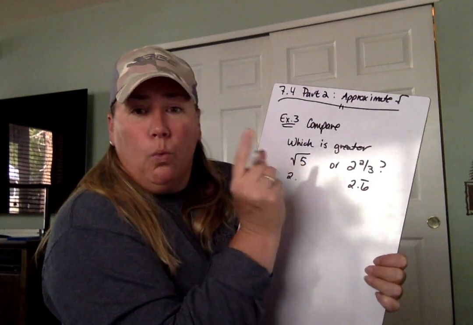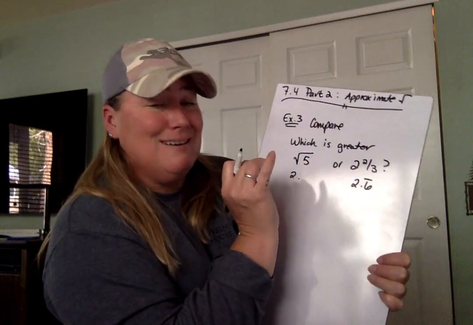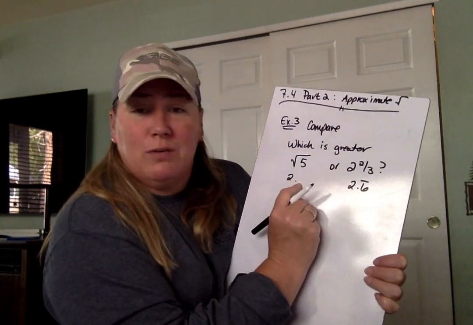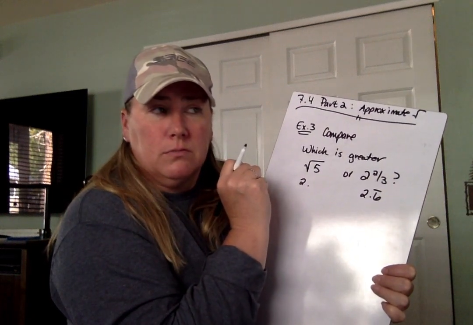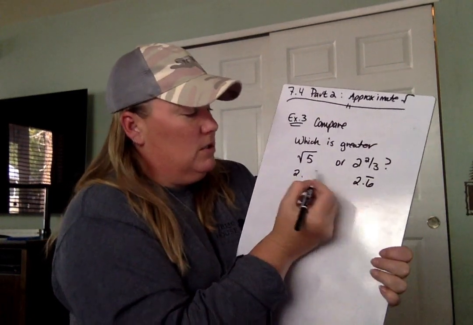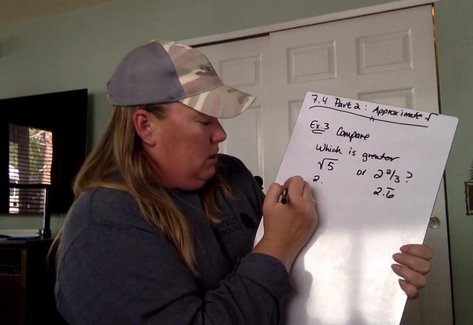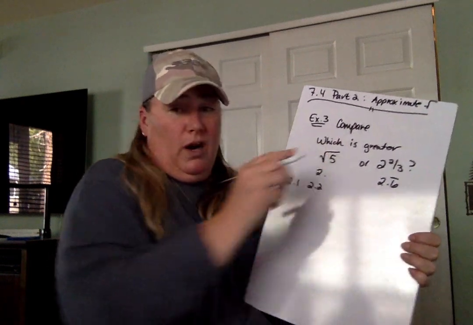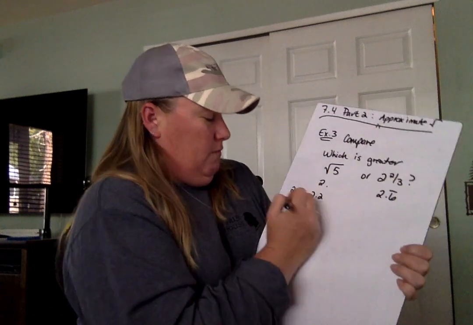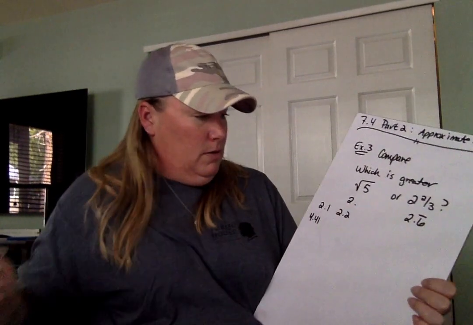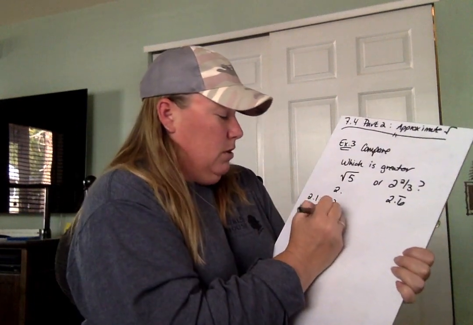Well, 5 is only 1 away from 4, but it's 4 away from 9. So that tells you this decimal is going to be closer to 2 point something, meaning the square root of 4. So let's go. Which ones do you want to do? I would actually do 2.1 and 2.2 because it's only one off from square root of 4. So let's go 2.1 squared, which is 4.41, and then 2.2 squared, 4.84.